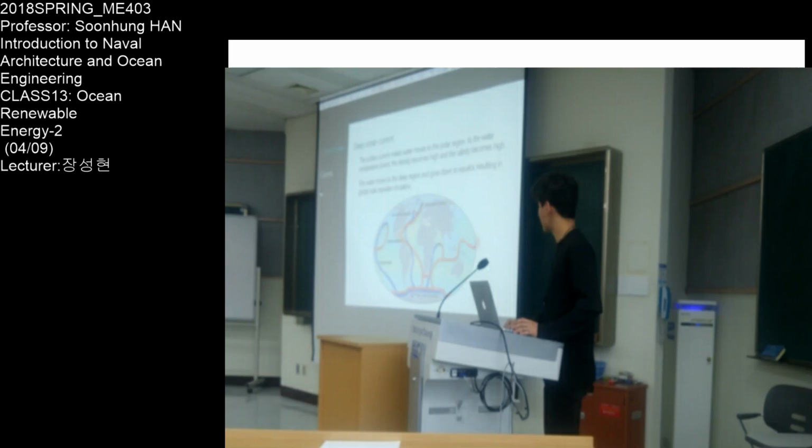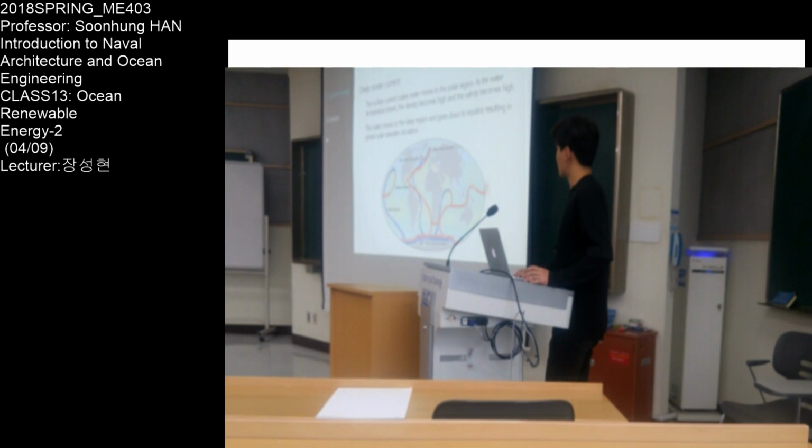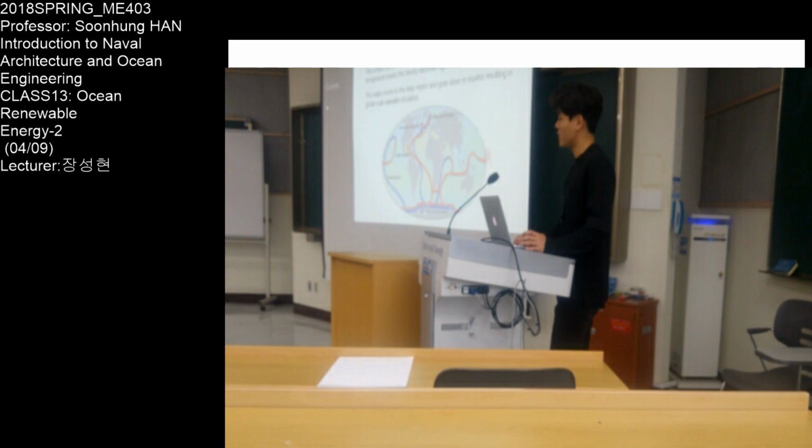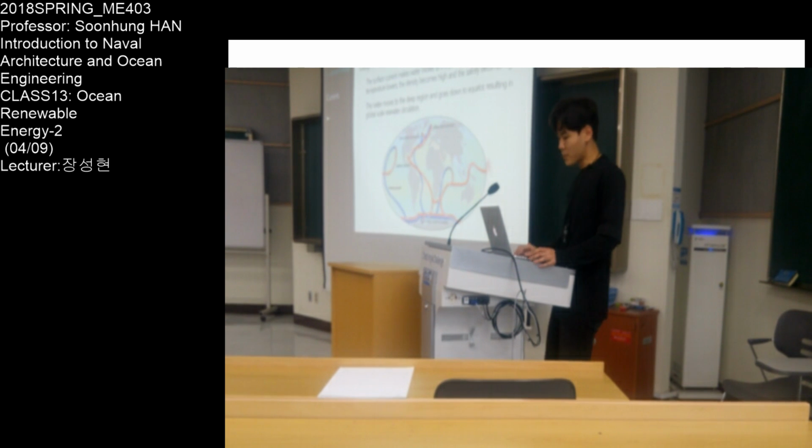Deep ocean currents are currents which flow under the sea, at a depth usually larger than 100 meters. The surface currents make the waters go up and down to the polar region, and keep going to the polar region.